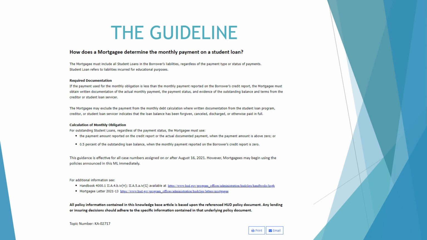If the payment used for the monthly obligation is less than the monthly payment reported on the borrower's credit report, the mortgagee must obtain written documentation of the actual monthly payment, the payment status, and evidence of the outstanding balance and terms from the creditor or student loan servicer. This is basically stating that if you have a payment on your credit report, but the actual monthly payment that the borrower is paying is less, we can use that less payment, but we have to fully document it.